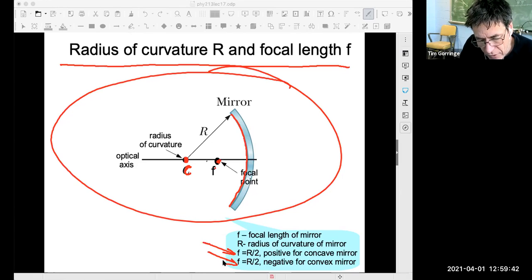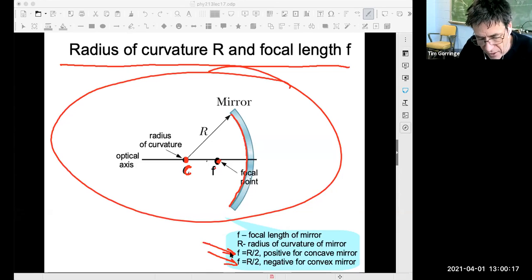Now, here's an important point. Different curvature mirrors will have different radii of curvature and different focal lengths. But what about the case of a convex versus a concave mirror? Concave mirrors have a positive focal length and radius of curvature. That's how we indicate those. And convex mirrors have a negative focal length and negative radius of curvature. So that's how we denote those.